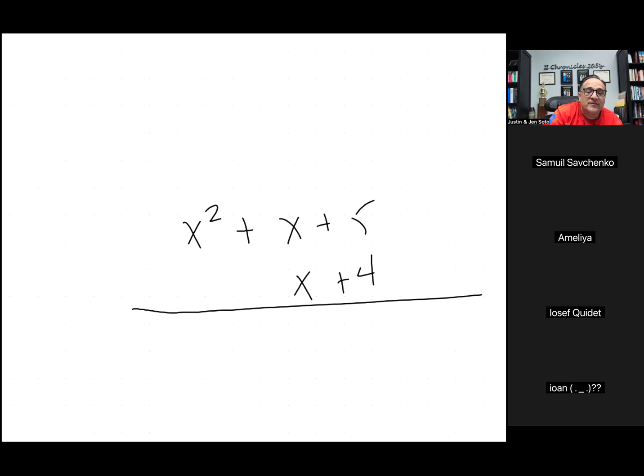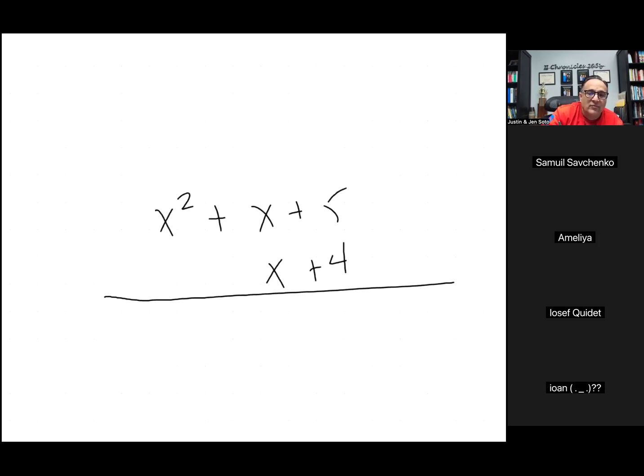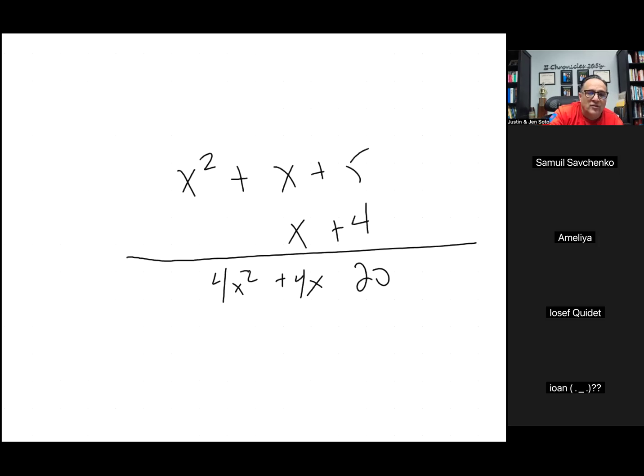I'm going to put the x squared plus x plus 5, this is for number 5, on the top, and then do the x plus 4 on the bottom. X, okay? So now what happens when I do this? I'm going to multiply this by these 3 spots, then do the same thing here, and you'll see what happens when I do that. 4 times 5 is 20. 4 times x is 4x. 4 times x squared is 4x squared. Okay, perfect.